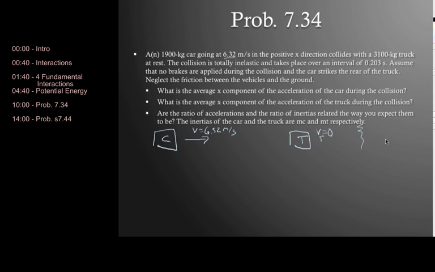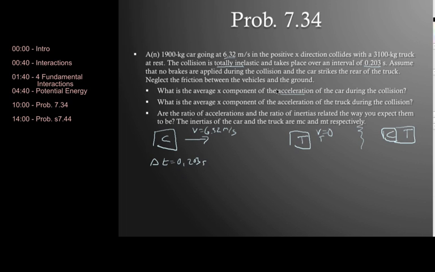Then something happens, and the collision is totally inelastic, so that means these two stick together. The collision takes place over 0.2 seconds, so this delta t is going to be 0.203 seconds. Assume that no brakes are applied during the collision and that the car strikes the rear of the truck. Okay, now we're neglecting friction between the vehicles and the ground, air resistance, everything else. So, what is the x component of the acceleration of the car? So, here I have a velocity and I have a delta t.